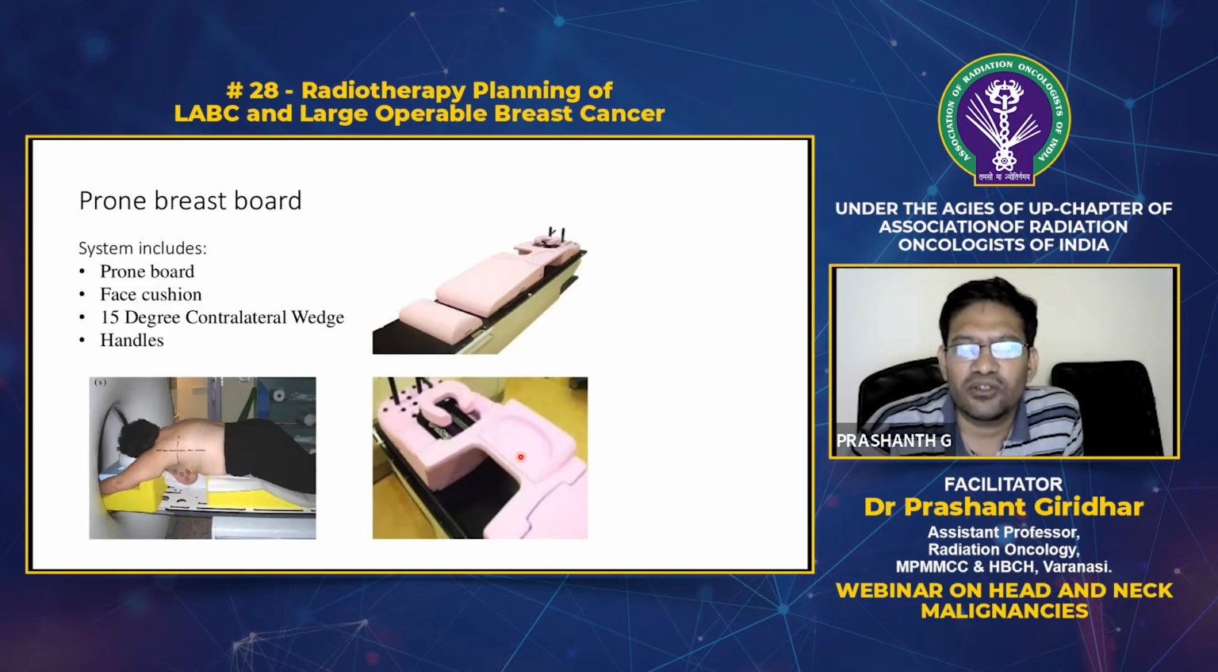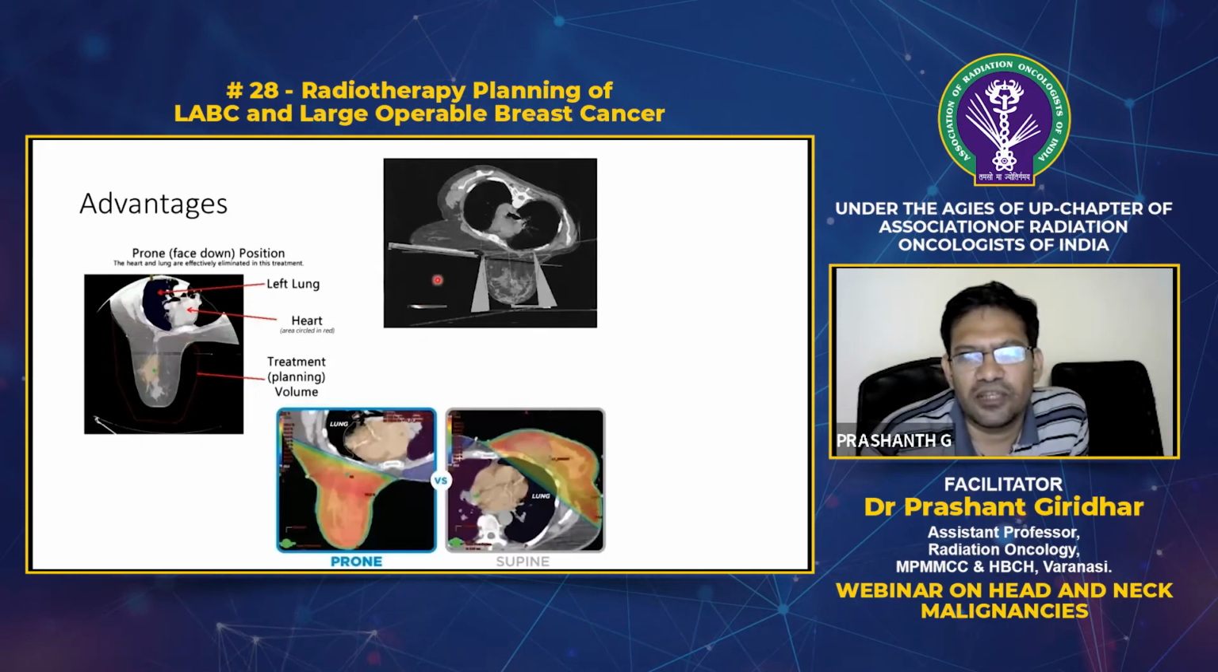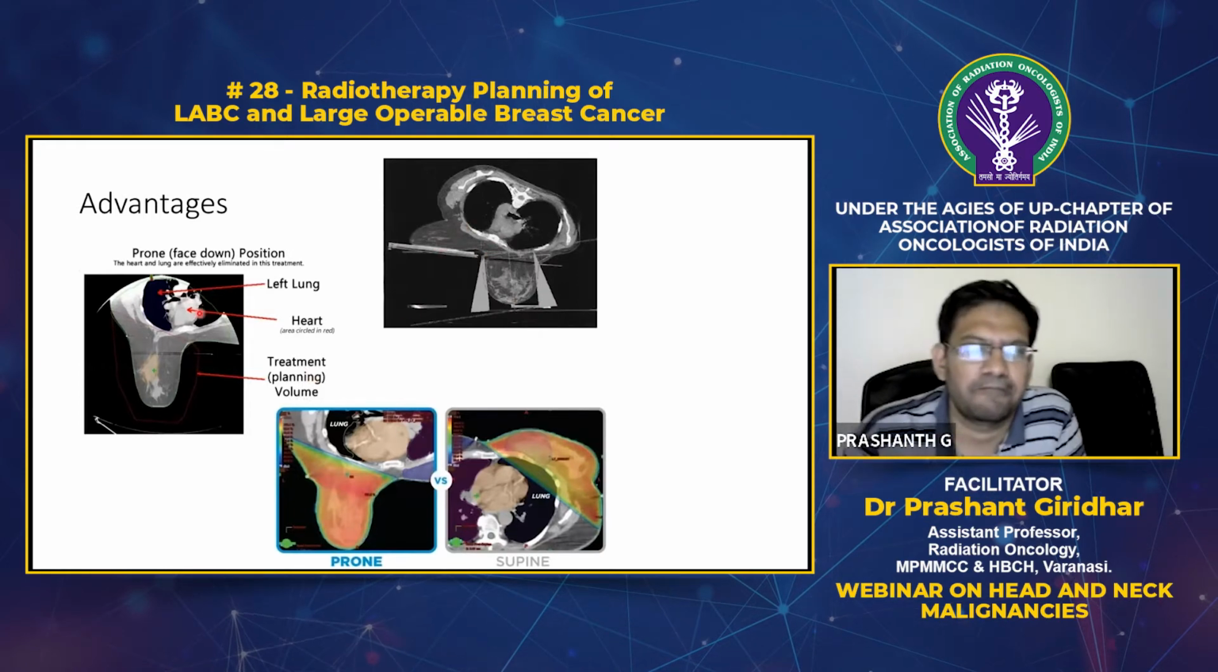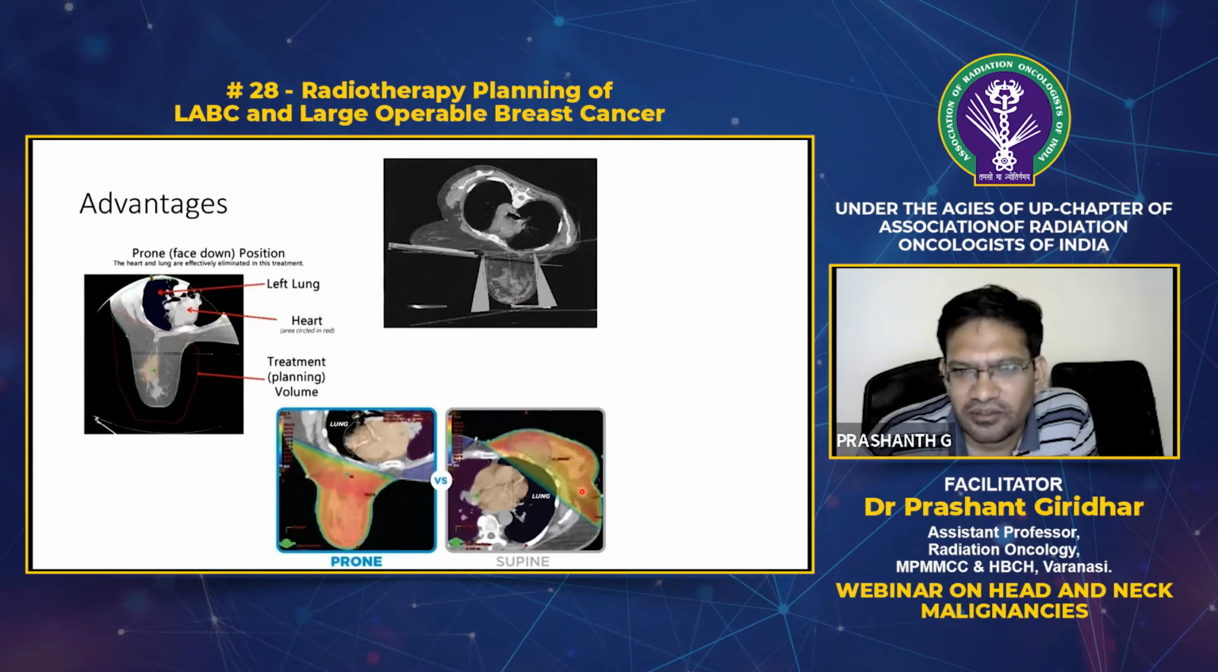And then there is a 15 degree contralateral wedge. So the aim of this wedge is to push the opposite breast away from the field. So here you can see just a CT scan image. As you can see, there is a small wedge here and then there's a space here where the whole breast is moved in. So this breast, the contralateral breast, has been moved to the opposite side. As you can see here, once you use the prone breastboard, the lung dose is reduced quite a bit compared to the supine breastboard.